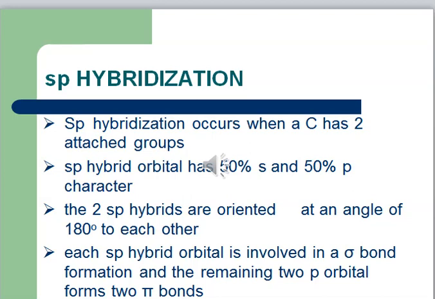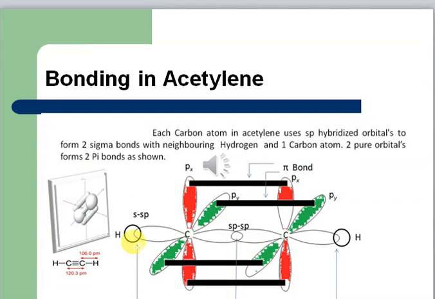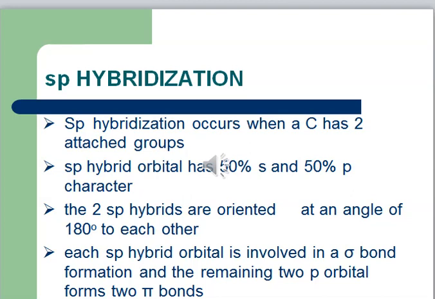So sp hybridization occurs when a carbon has 2 bonds, or when a carbon has 2 groups attached to it. Just see the example. In that case, the carbon has 2 groups attached to it: one group is that carbon and one group is the hydrogen, right? So whenever a carbon has 2 groups attached, always remember hybridization should be sp, and whenever the groups are 3, then hybridization will be sp2, and if we have 4 groups attached, then hybridization is sp3, right?